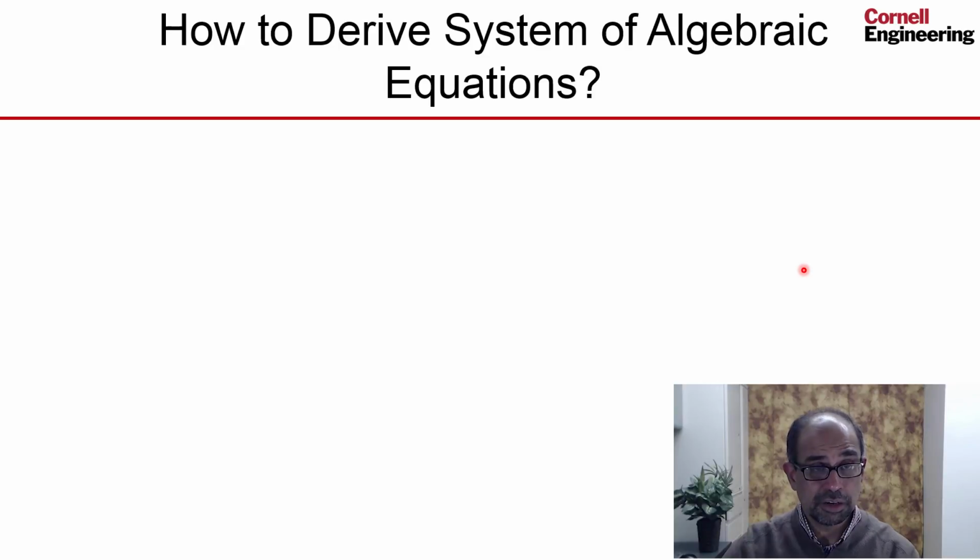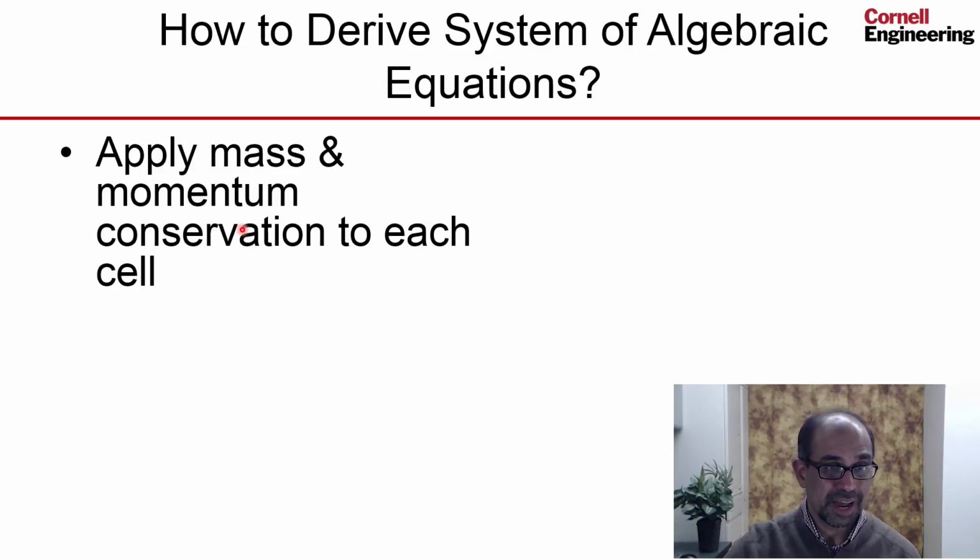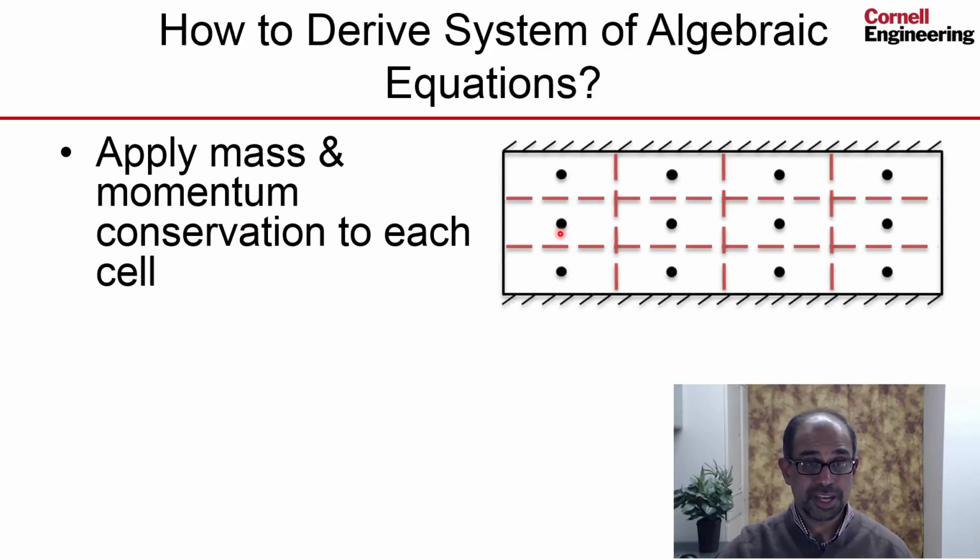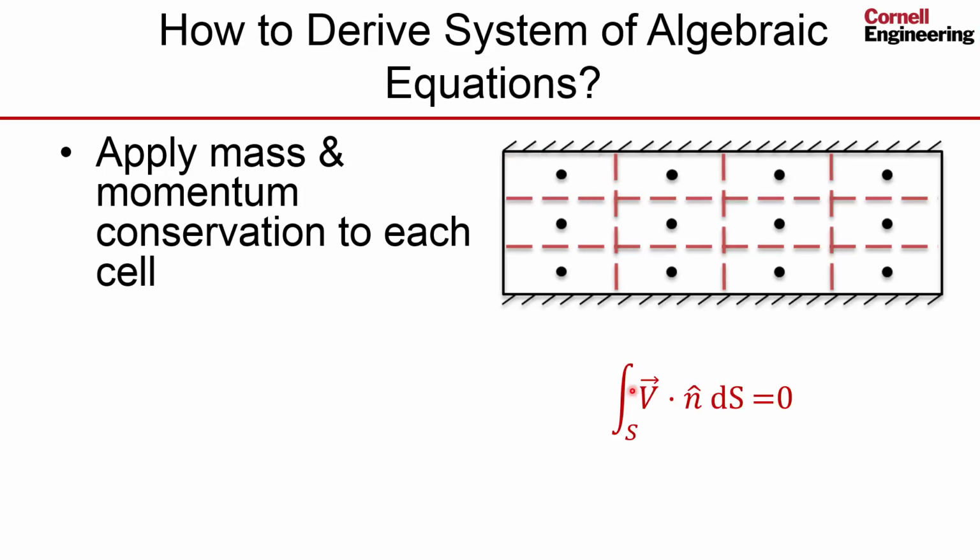And armed with the integral form, we apply mass and momentum conservation to each cell. If we go back to our particular example, let's consider this cell over here, and we do a control volume balance for this cell. Let's say we do that for mass conservation, so that's the integral form of mass conservation. And so we need to know what is the net volume flow out of that cell.